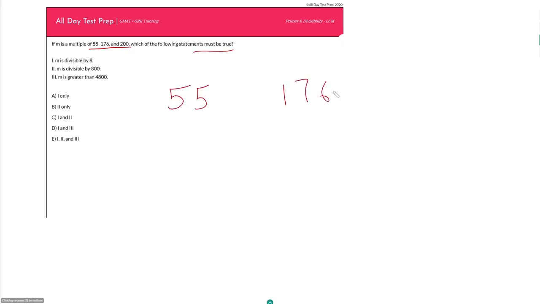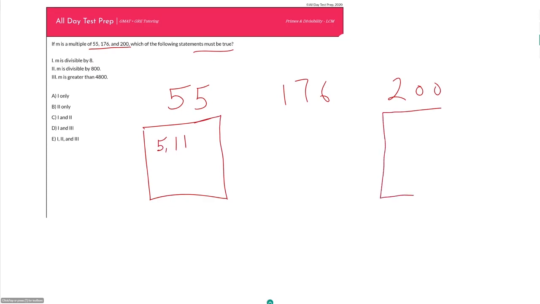When we have three numbers, it's no different than when we had two numbers. You just got to take into account an extra number. So break these guys up into their prime factors. 55 is just 5 times 11. Do the 200 next. 200 is 100 times 2. We got 3 2s, 2 5s. That's it.